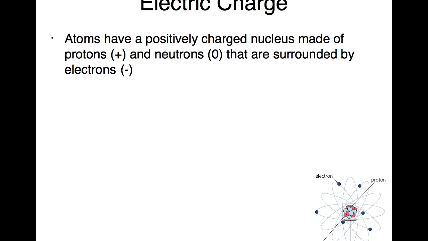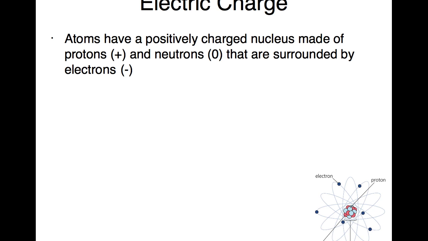Atoms have a positively charged nucleus made up of protons and neutrons that are surrounded by electrons. The best way to remember protons is that protons and positive have a P, so protons are positive. Neutrons, remember that. Neutrons are neutral. You got the N-E-U-T in neutral and neutrons. So neutrons are neutral. And electrons are, of course, negative, even though there is nothing that correlates with negative and electrons.